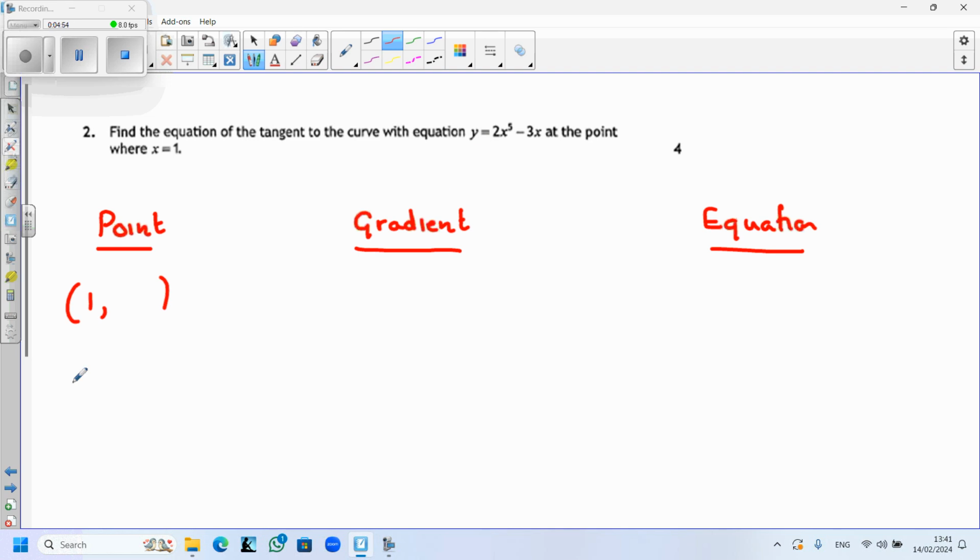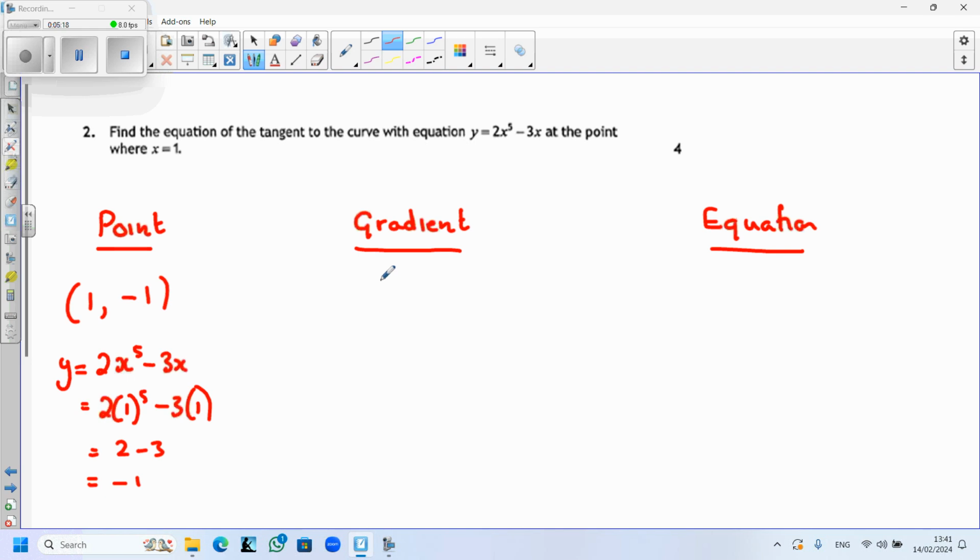So we go to the y equation, the initial equation, and we sub in to find out what the y coordinate is. So we've got 2x to the power of 5 minus 3 times x. That becomes 2 times 1 to the power of 5 minus 3 times 1. That is going to be the same as 2 take away 3, which is equal to negative 1. So we've now got that y coordinate.